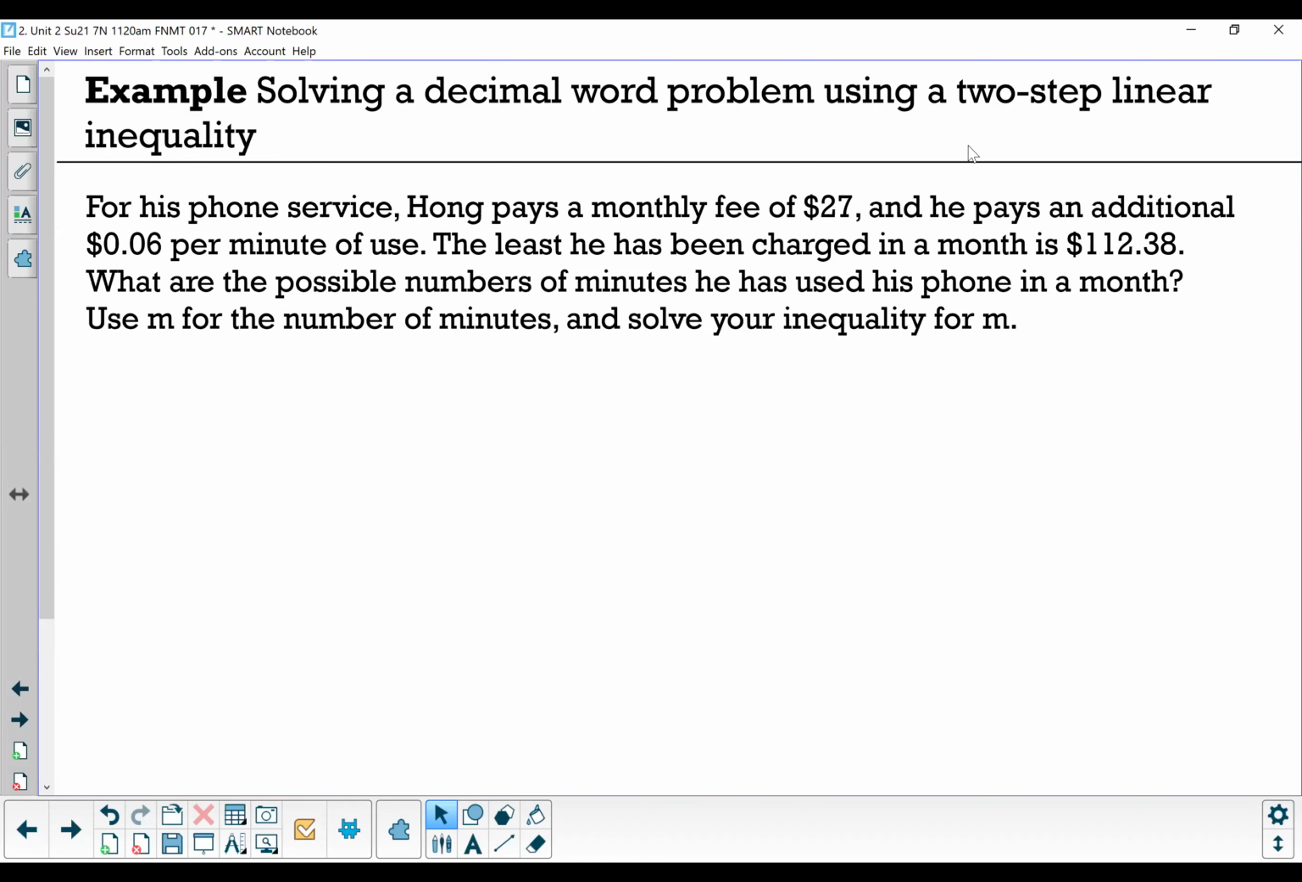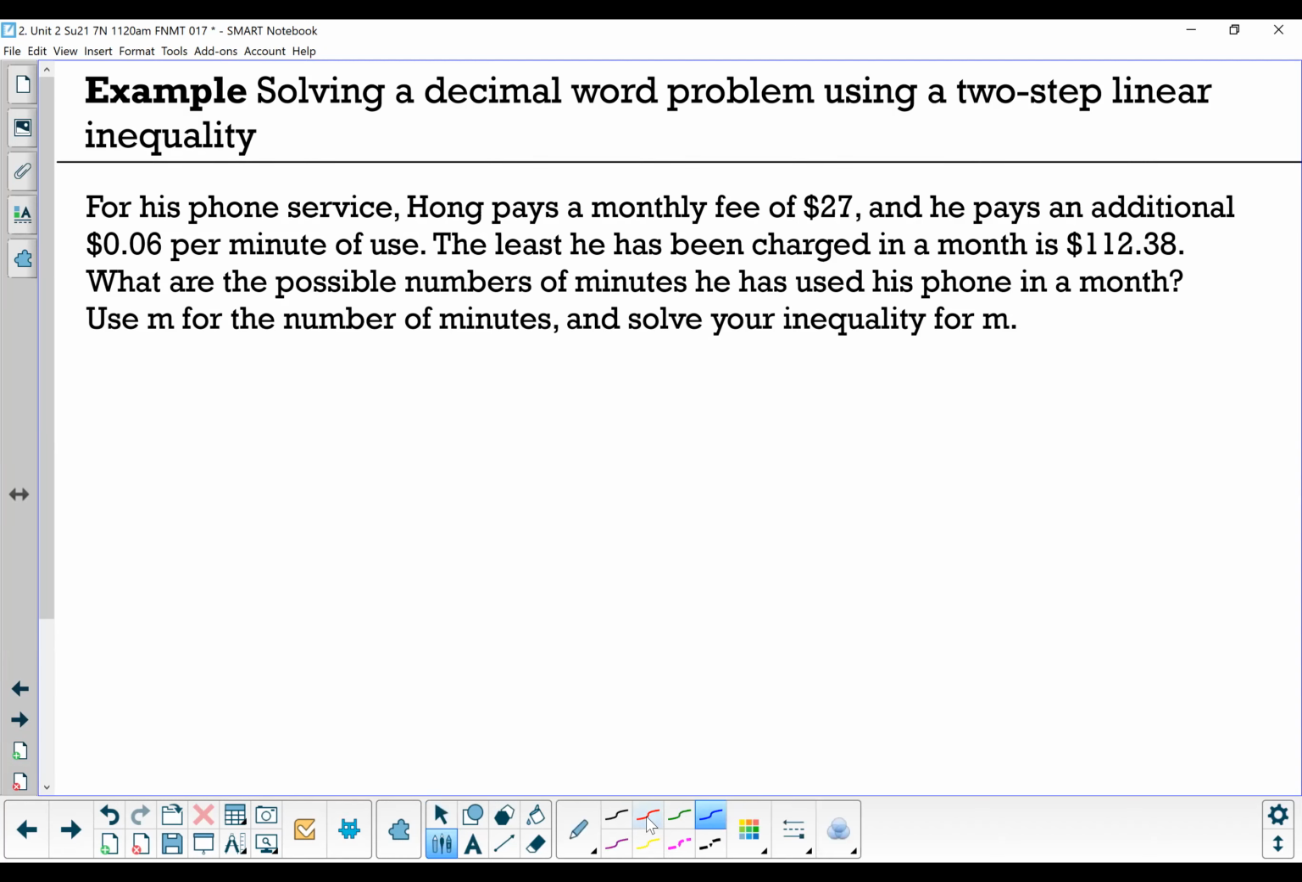So now we're going to look at solving decimal word problems using a two-step linear inequality. So we have here, for his phone service, Hong pays a monthly fee of $27, and he pays an additional 6 cents per minute of use. The least he has been charged in a month is $112.38. What are the possible numbers of minutes he has used his phone in a month? Use M for the number of minutes and solve your inequality for M.